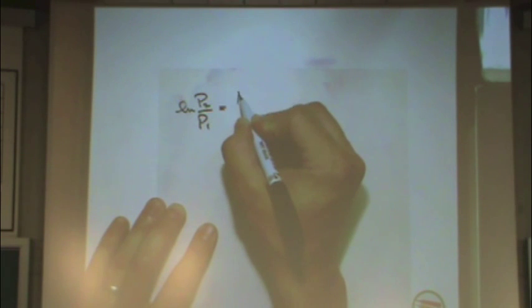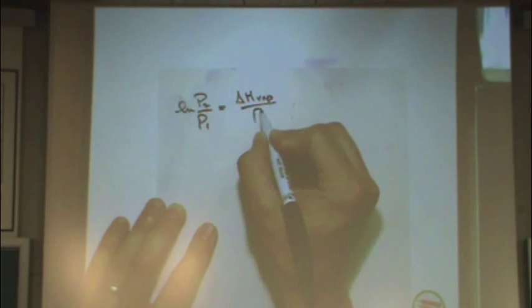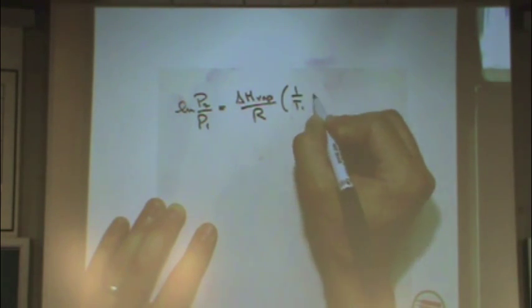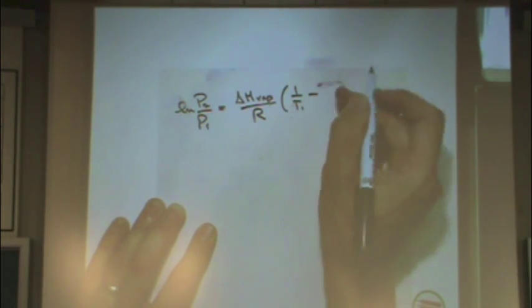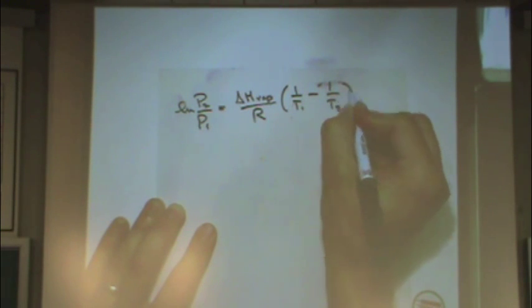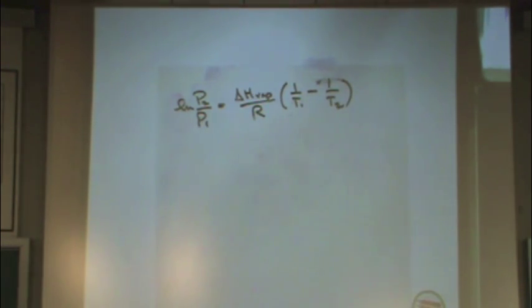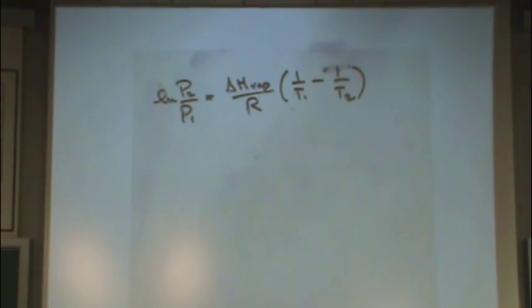Let's write the Clausius-Clapeyron first. Natural log of P2 over P1 equals delta H of vaporization divided by R, times 1 over T1 minus 1 over T2. There's the Clausius-Clapeyron. How do you know if you're using this? You know you're using it if you have more than one pressure and more than one temperature in your question. Then it would likely be this.